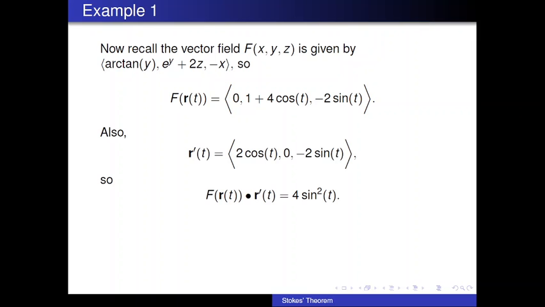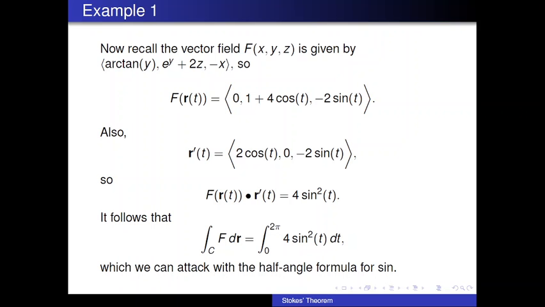Now this doesn't look like it's so bad to deal with, right? We also have that the tangent vectors to that parameterized curve, little r, are little r prime of t equals 2 cosine of t in the first component, 0 in the second component, and negative 2 sine t in the last component. And so taking the dot product of big F of r of t with little r prime of t, we get 0 plus 0 plus 4 sine squared t. Very nice. And so it follows that the line integral along C of the vector field F is just the ordinary integral from 0 to 2 pi of this function 4 sine squared t with respect to t.